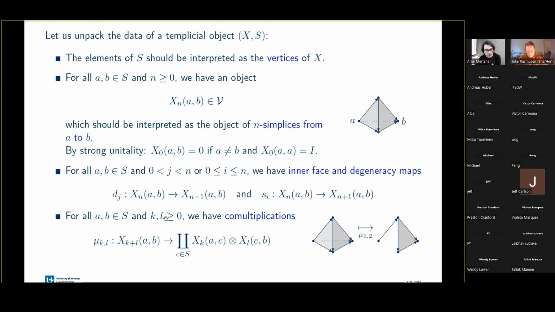So for any k and l, I have a map mu_{k,l} going from X_{k+l} to X_k tensor X_l. Intuitively, what does this do? It takes a simplex and pulls it apart into two simplices which are joined at a point. For example, mu_{1,2} takes a 3-simplex and pulls it apart into a 1-simplex joined at a 2-simplex like this.